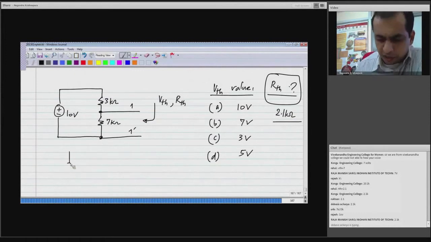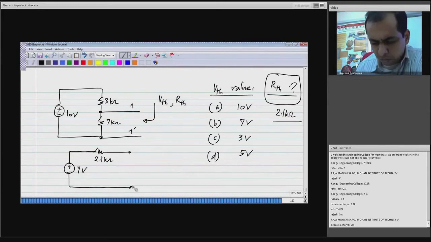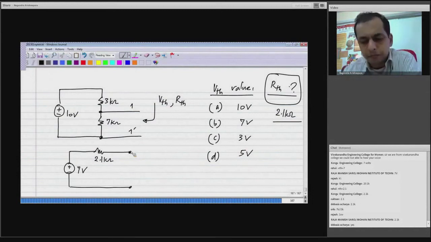this entire circuit can be replaced by a 7 volt voltage source in series with a 2.1 kilo ohm resistance. Okay. Is this part clear?